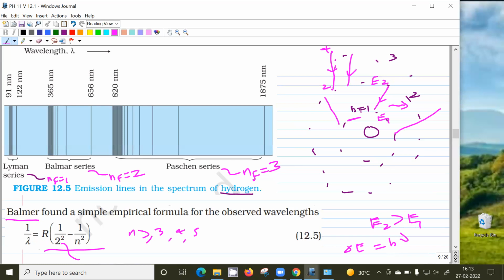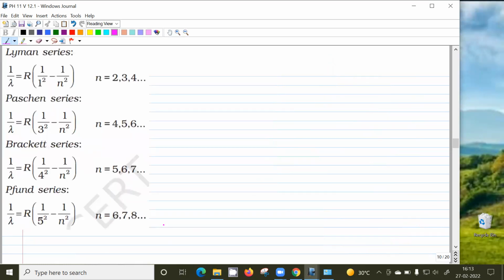To jump from an inner orbit to an outer orbit, you have to absorb energy. So the Lyman series has n final equal to 1. Balmer was the first one to be detected. After that, we found out Lyman should also be there. Then Paschen has n final equal to 3, Brackett corresponds to n final equal to 4, and Pfund has n final equal to 5. And the jump will be from higher states. Is this clear?